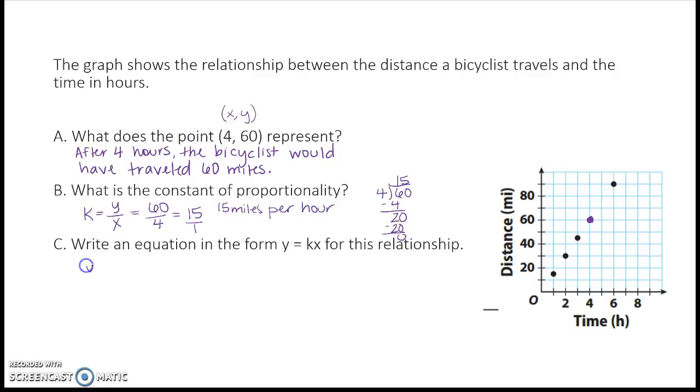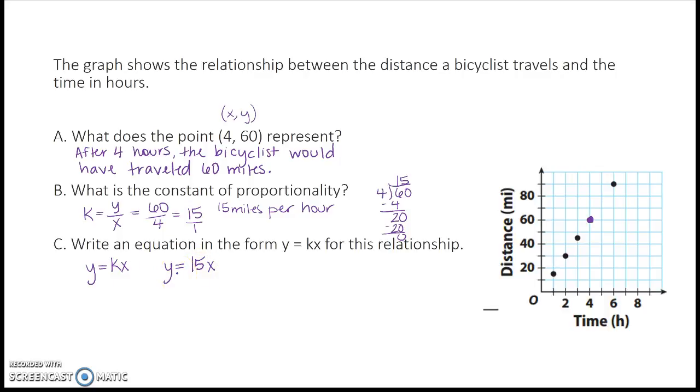So now we're going to write an equation, y equals kx. So all I do is substitute my k. So y equals 15x. So I take my number of hours and I multiply it times 15, and that would give me my y, my distance.